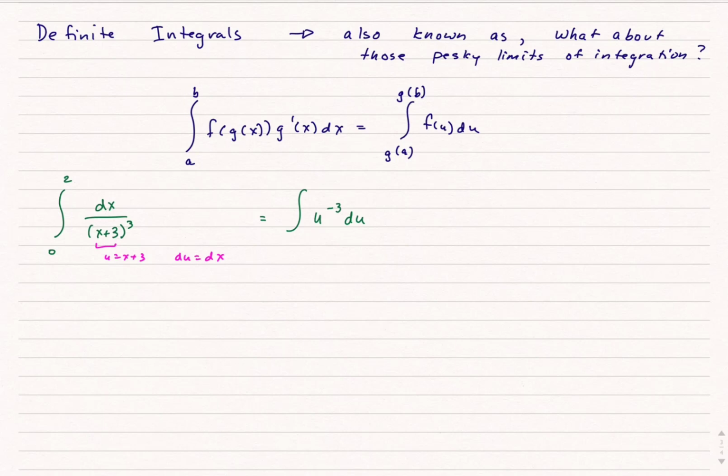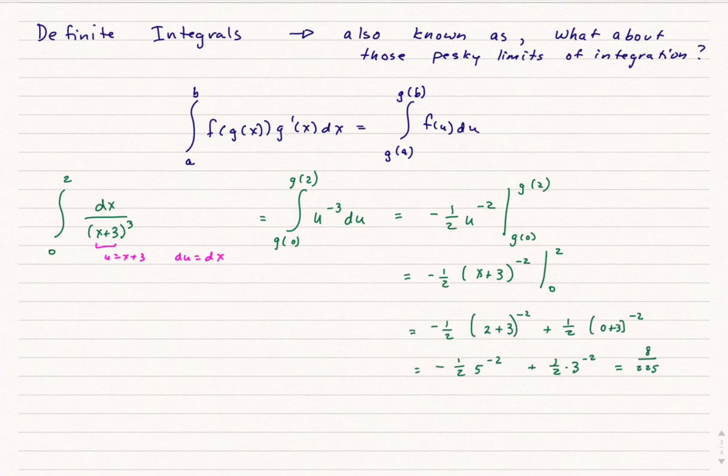I could either write that this is g of 0 and g of 2, and then kind of ignore those until the very end. That is, I'm going to go ahead and integrate this, and I get that this is equal to negative 1/2 u to the negative 2 evaluated at g of 2 and g of 0. I haven't figured those out. In fact, I'm doing that on purpose in this first method because what I'm going to do is first bring us back to x. When I do that, I replace the u with x plus 3. And now, instead of worrying about g of 0 and g of 2, I can go back to my x numbers and call it 0 and 2. And when I do that, I get down to the fraction 8 over 225.